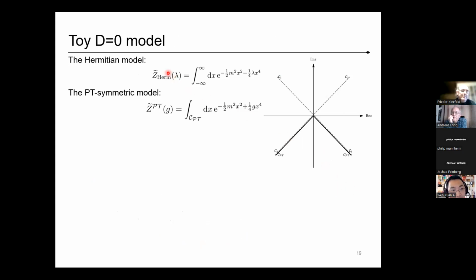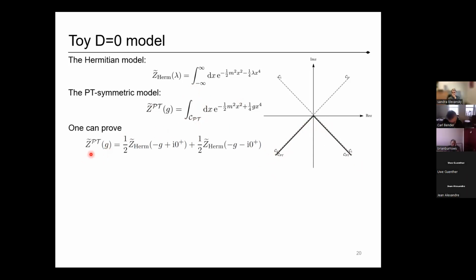So in the 0-dimensional case, we can consider the Hermitian model. So this is a Hermitian model. And we can also consider a PT-symmetric model. Here, if we do the integral on the real line, then this integral is divergent. So for the PT-symmetric model, we have to use a contour like this. This is a contour. And now for these two integrals, you can actually prove that there's a relation between the PT-symmetric partition function and the Hermitian partition function.